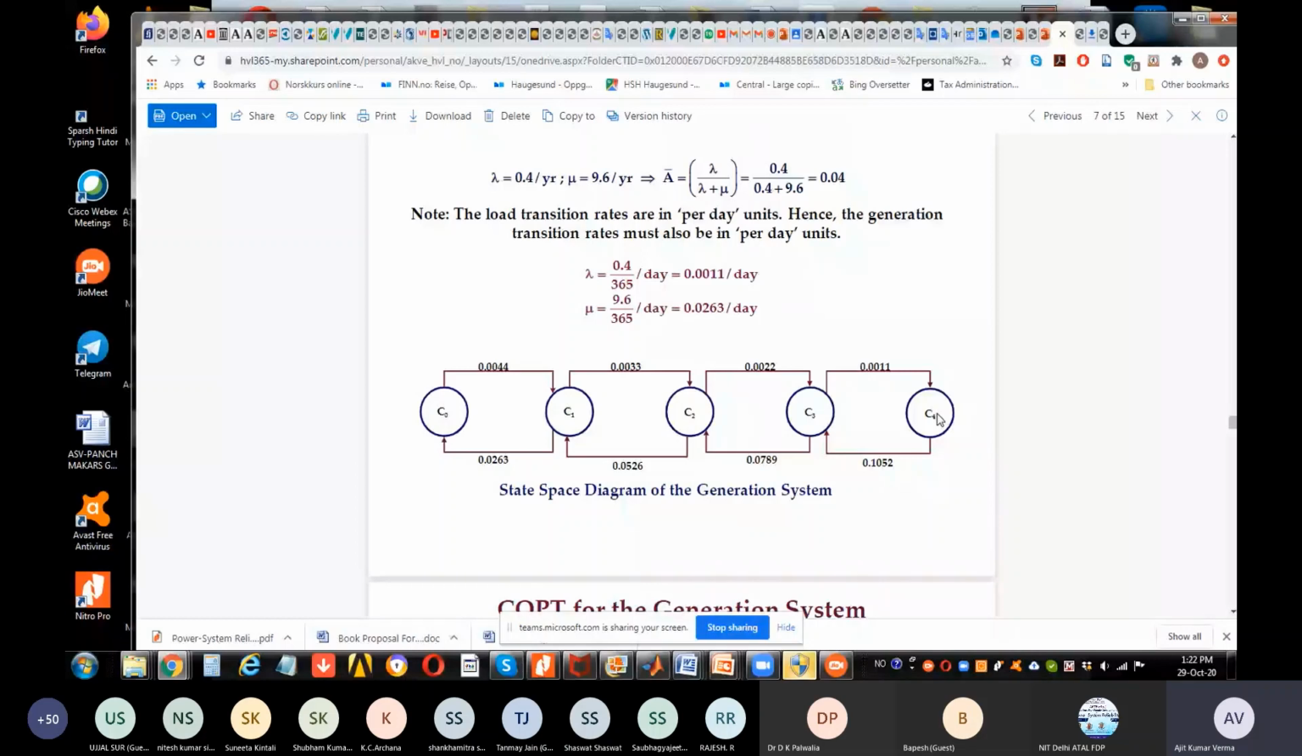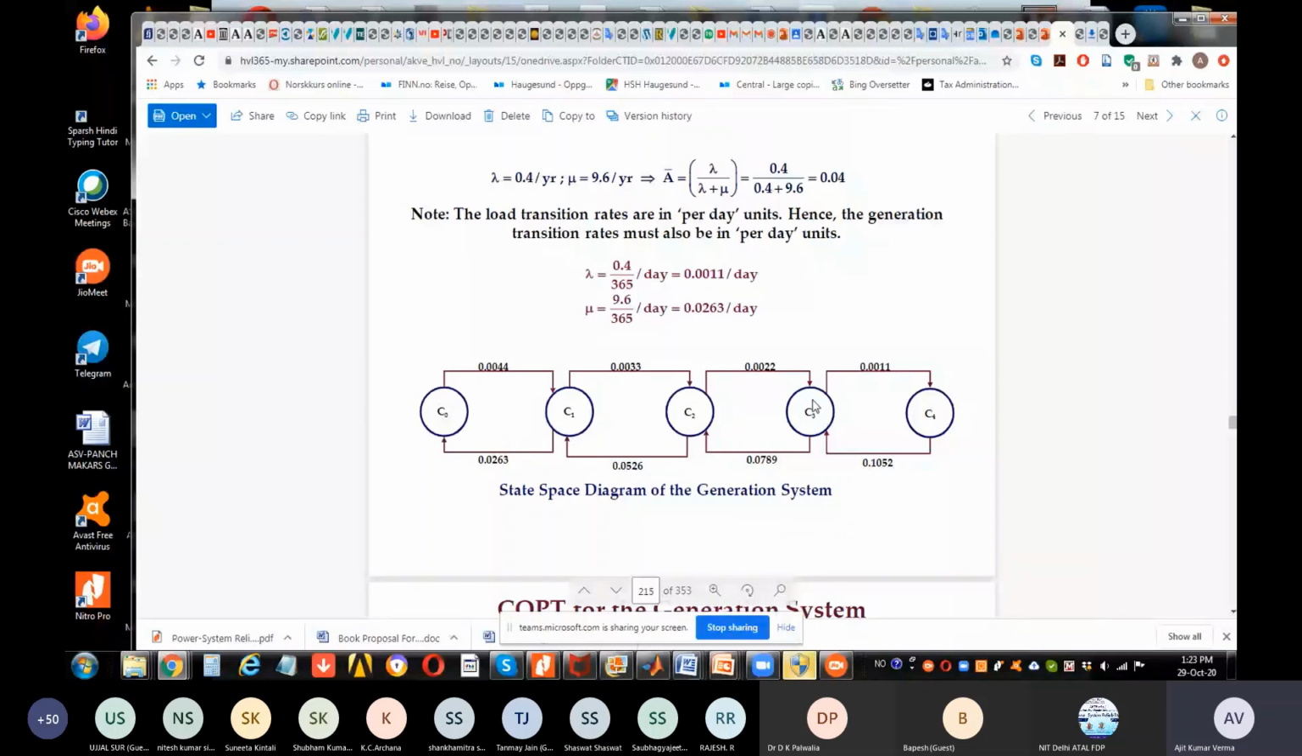Then here 3 are working, and 1 has failed. Any of the 3 that failed could get repaired, so 3 mu. Here 2 are working, 2 are not working, so any of the 2 could get repaired, so 2 mu. And here 3 are working and 1 is failed, so that failed 1 could get repaired, and that's mu. So 4 could get repaired, 3 could get repaired, 2 could get repaired, 1 could get repaired. Any of the 4 could fail, any of the 3 could fail, any of the 2 could fail, any other 1 could fail. So that's the state space for the generation.